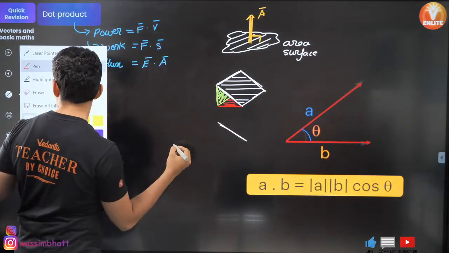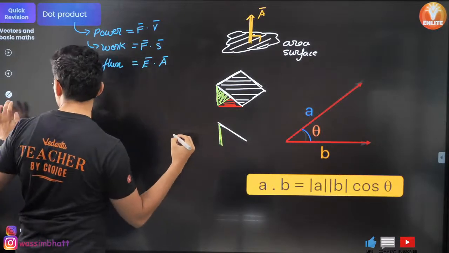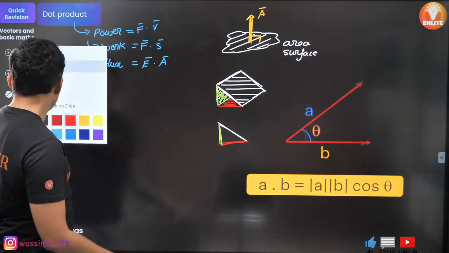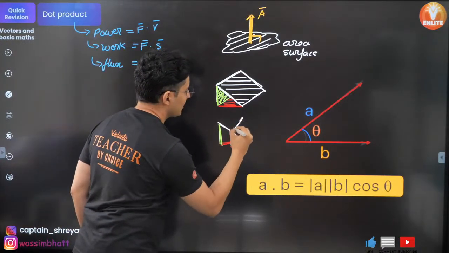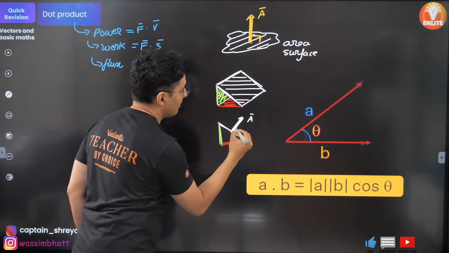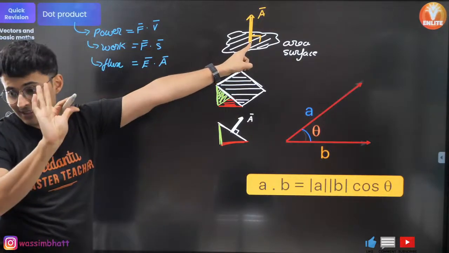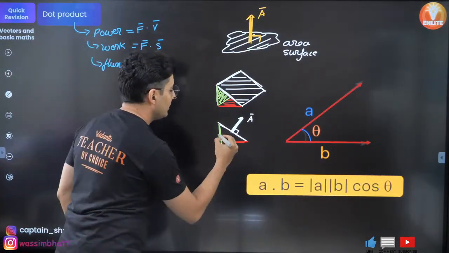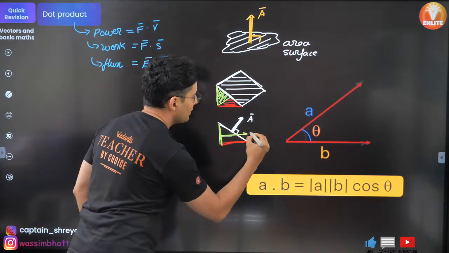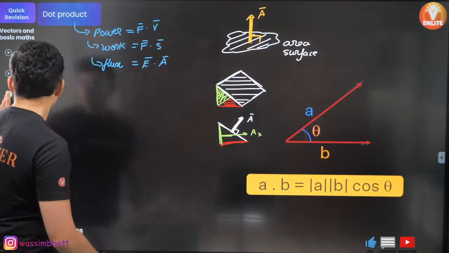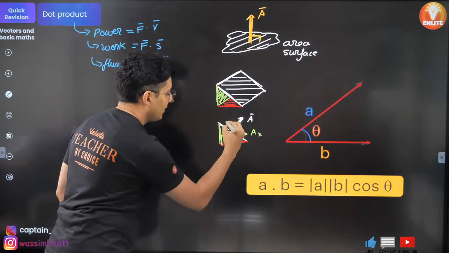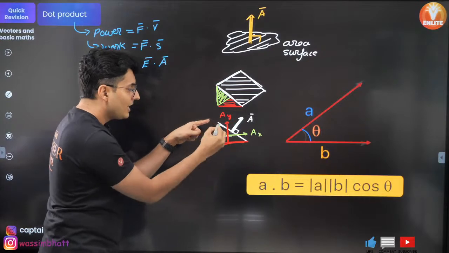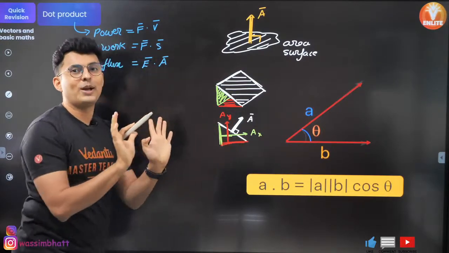The actual area vector is this one. Remember, area is always perpendicular to the surface. Then you have this vector along the x-axis, and this vector along the y-axis. So this area vector is actually this vector plus this vector.